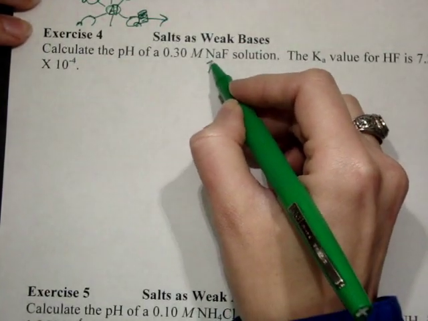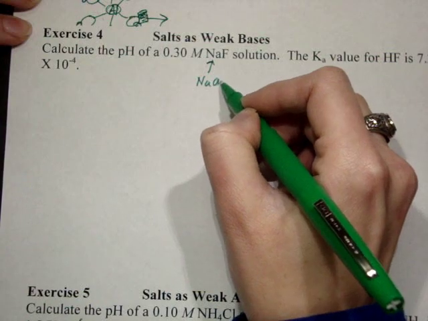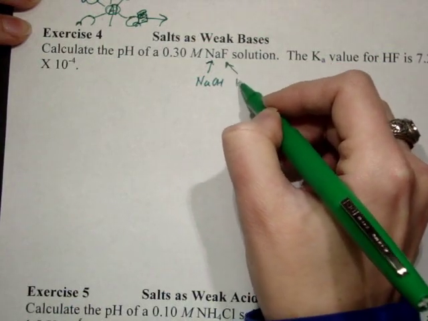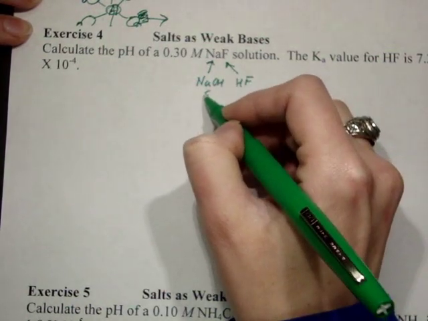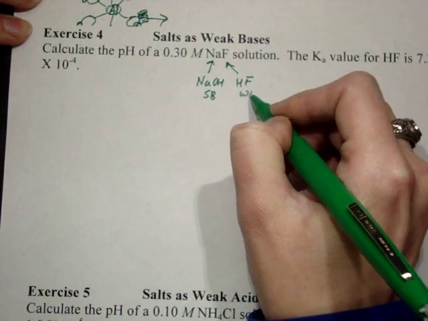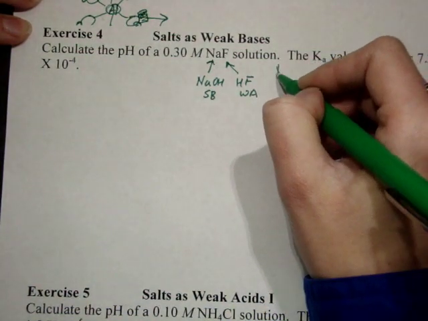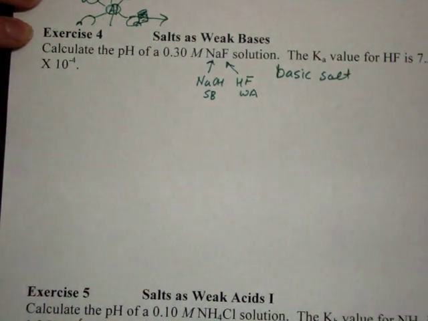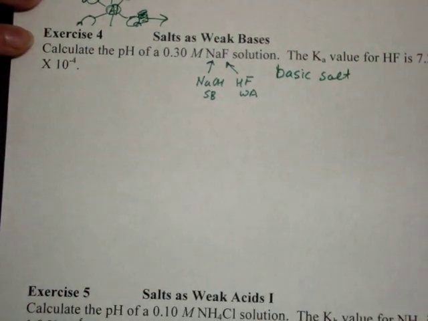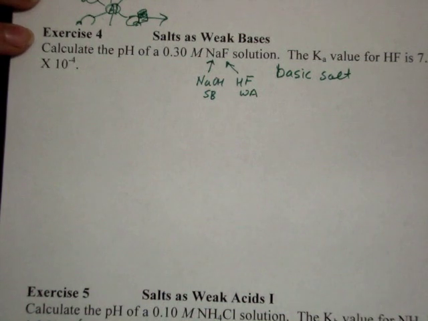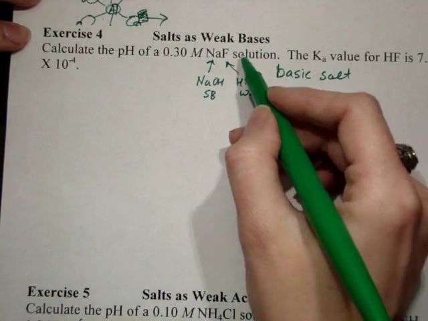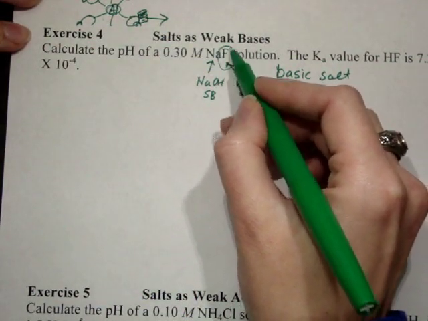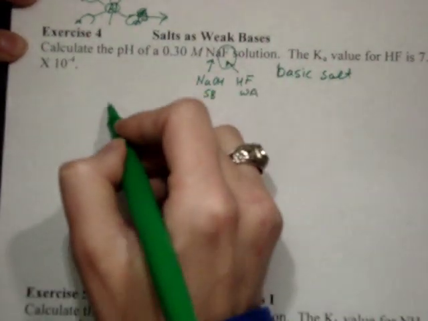We have a salt. It's formed from sodium hydroxide and HF. So we have a strong base and a weak acid. Therefore, we should have a basic salt in the end. That's kind of our goal. We want to know just how basic it's supposed to be. So we want to start off with taking, again, the weaker of the 2 ions.